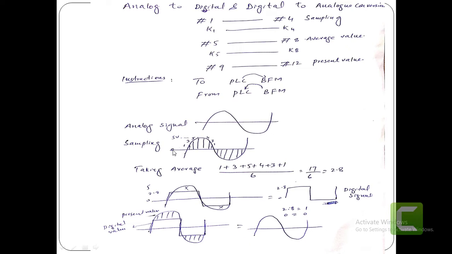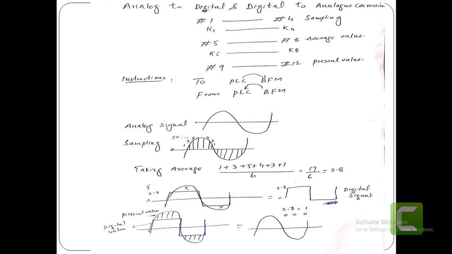Let's suppose this is a signal from 0 to 5 volt. This is the one sample at 1 volt, second one at 3 volt, 5 volt, 4, 3 and 1. And on the negative side, you can also take samples. After taking samples, the second step is to take its average value.